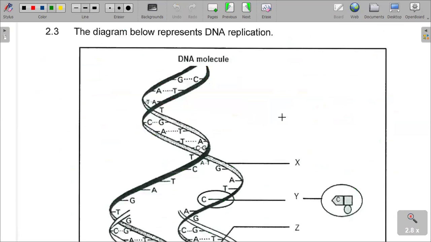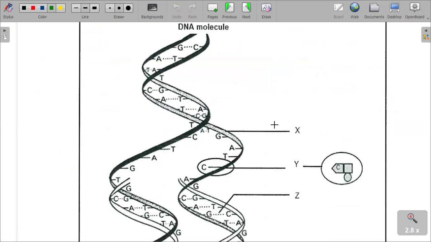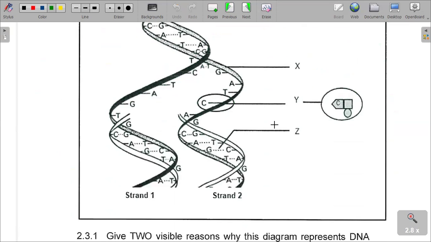Let's just answer our next question. The diagram below represents DNA replication. This is a diagram of DNA replication, which you can see represents a nucleotide. This is a nucleotide represented there. And then we have our strands, which I can number, strand 1.